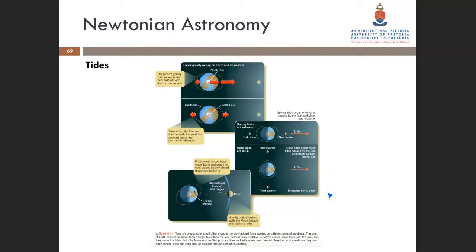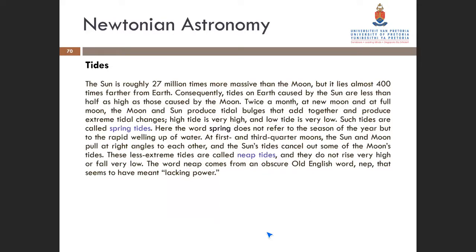Both the moon and the sun produce tides on Earth. Sometimes they add together and sometimes they partially cancel. Tides can even alter an object's rotation and orbital motion. The sun is roughly 27 million times more massive than the moon, but it lies almost 400 times further from Earth. Consequently, tides on Earth caused by the sun are less than half as high as those caused by the moon. Twice a month, at new moon and at full moon, the moon and sun produce tidal bulges that add together and produce extreme tidal changes.